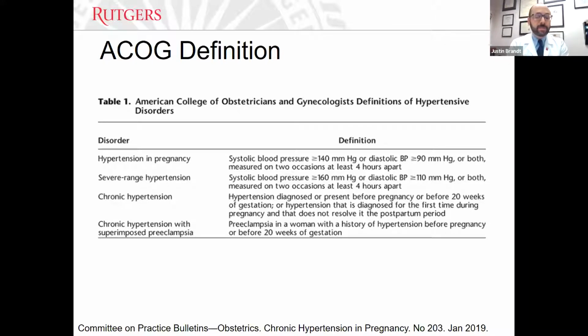The American College of Obstetricians and Gynecologists defines chronic hypertension as hypertension that is present before pregnancy or hypertension that is first recognized in the first 20 weeks of pregnancy. And that is chronic hypertension. It's further categorized as mild hypertension versus severe range hypertension. Mild hypertension is a systolic blood pressure greater than or equal to 140 millimeters of mercury, or a diastolic blood pressure greater than 90, on two occasions, 4 hours apart. Severe range hypertension is defined as blood pressure greater than 160 over 110.